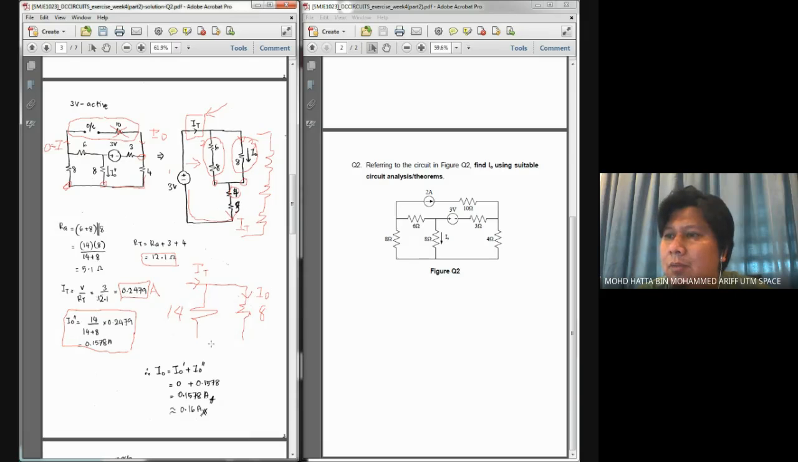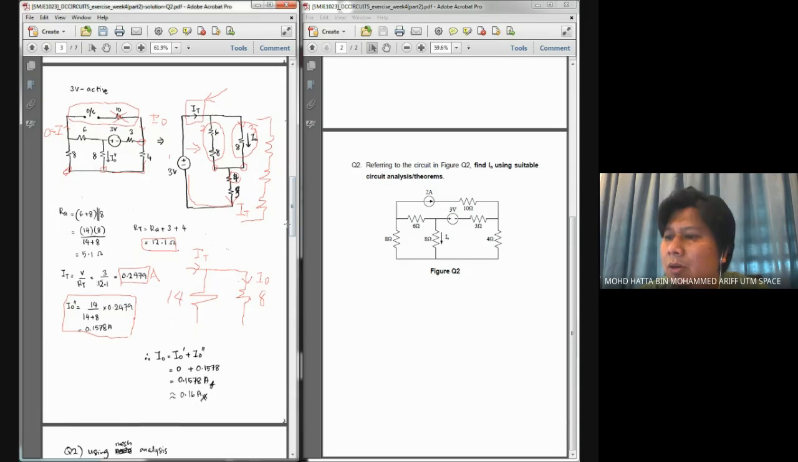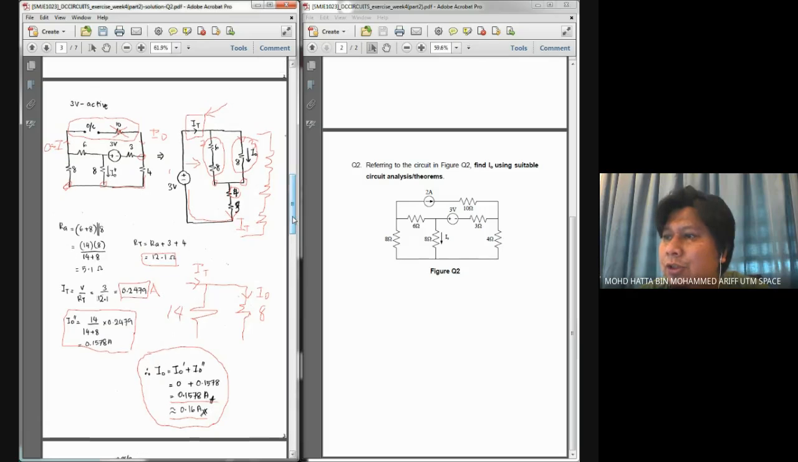Okay, to calculate what is the original or what the exact value of I/O is by using superposition, you need to sum the value of I/O that you calculated previously. First, I/O prime and I/O double prime. You need to sum that two together. Then here I finally got my I/O as 0.1578, or you can also simplify it as 0.16 ampere. So that's the solution for using superposition.